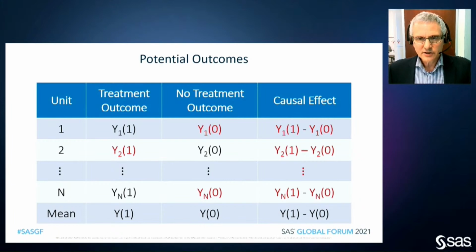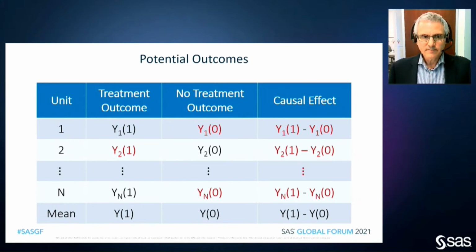The table on this slide shows n individuals in an experiment. We have Y sub 1 and in parentheses another 1 in that top left cell. That's in the treatment outcome column. That refers to individual 1 is the sub 1, and in parentheses, the 1 means that this individual realized or was assigned to the treatment. That is, they ate the popcorn.